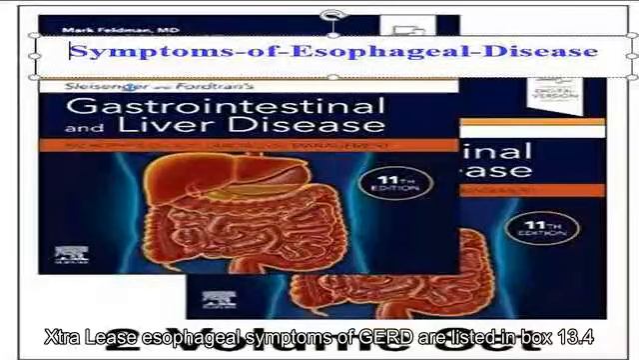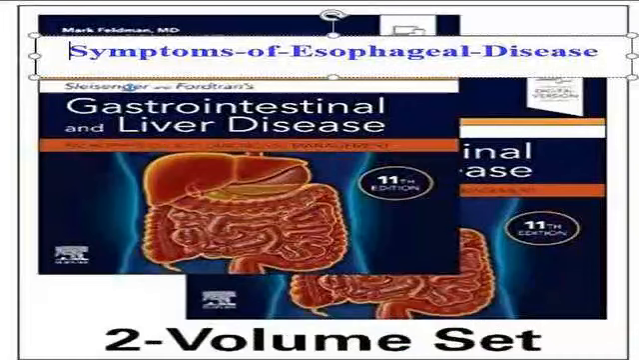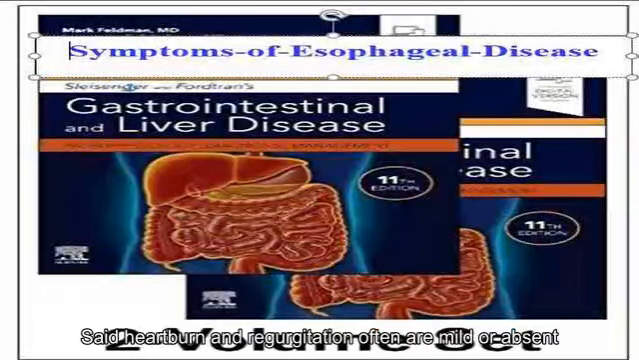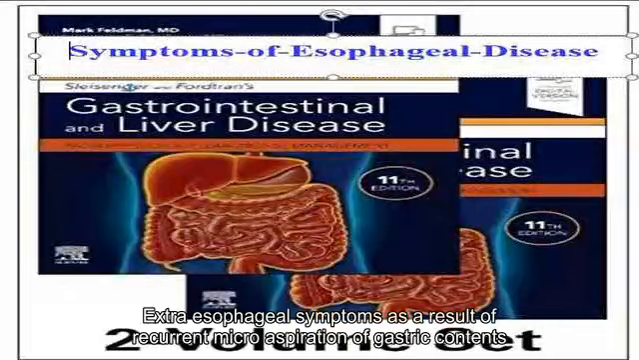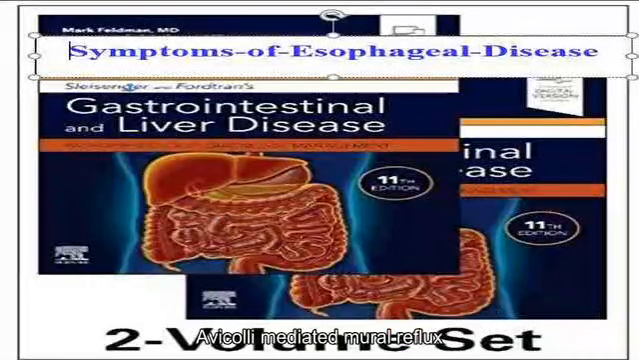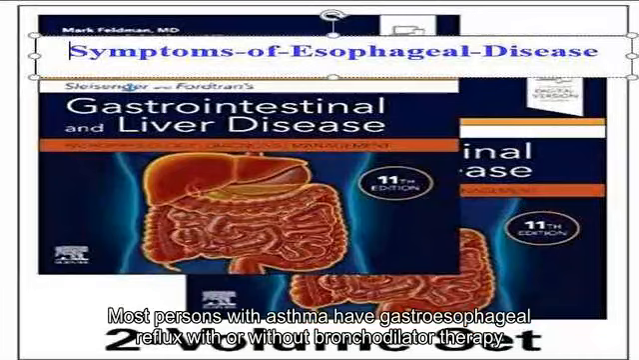Extraesophageal symptoms of GERD are listed in Box 13.4. Although these symptoms may be caused by esophageal motility disorders, they are most frequently associated with GERD. In patients with extraesophageal symptoms, the classic reflux symptoms of heartburn and regurgitation often are mild or absent. See Chapter 46. Gastroesophageal reflux is thought to cause chronic cough and other extraesophageal symptoms as a result of recurrent microaspiration of gastric contents, a vagally mediated neural reflex, or, in many patients, a combination of both. 88 Although bronchodilators reduce lung pressure, most persons with asthma have gastroesophageal reflux with or without bronchodilator therapy.